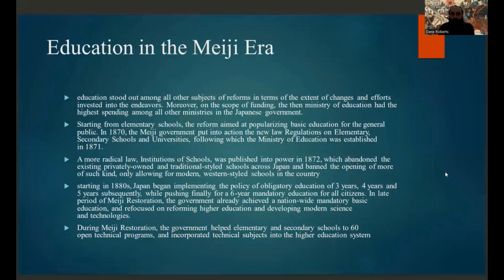In the late period of the Meiji Restoration, the government had already achieved a nationwide mandatory basic education and refocused on reforming higher education and developing modern science and technologies. During the Meiji Restoration, the government helped elementary and secondary schools to open 60 technical programs and incorporated technical subjects into the higher education system.